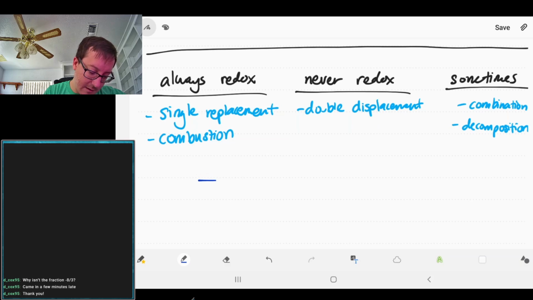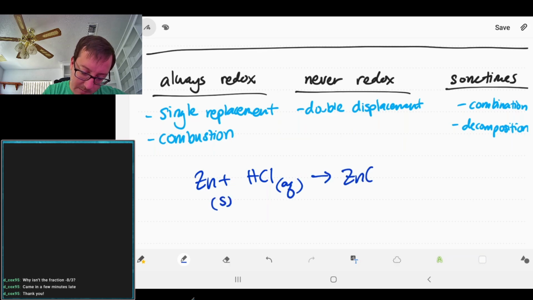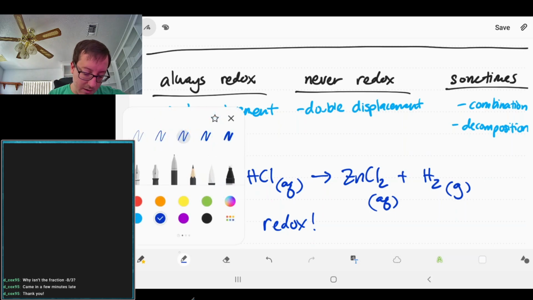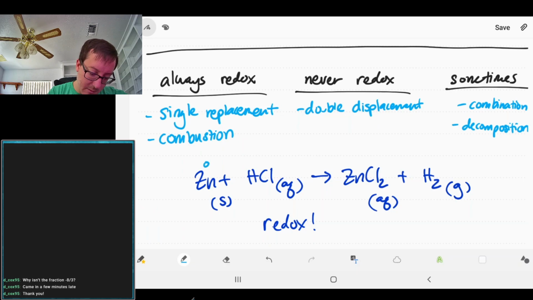Let's say we do, how about zinc? Single replacement, right? This would be aqueous, yes. Single replacement reaction, redox. We don't need to do the oxidation numbers, but we could. If you wanted to, you would get 0, plus 1, minus 1, plus 2, minus 1, 0. I'm just giving those to you, but you don't need to do them because you can identify it right away as a single replacement reaction.